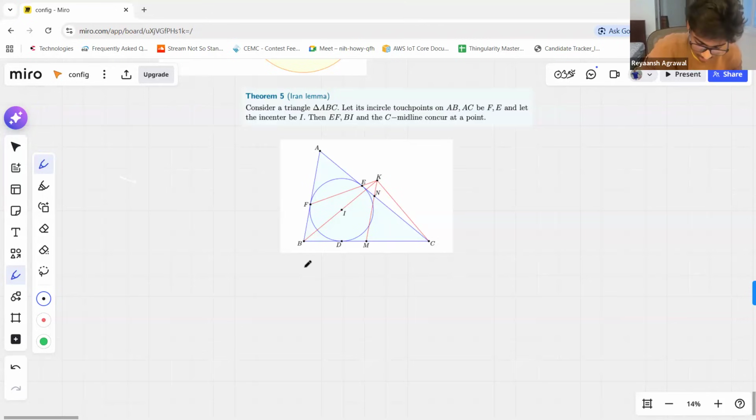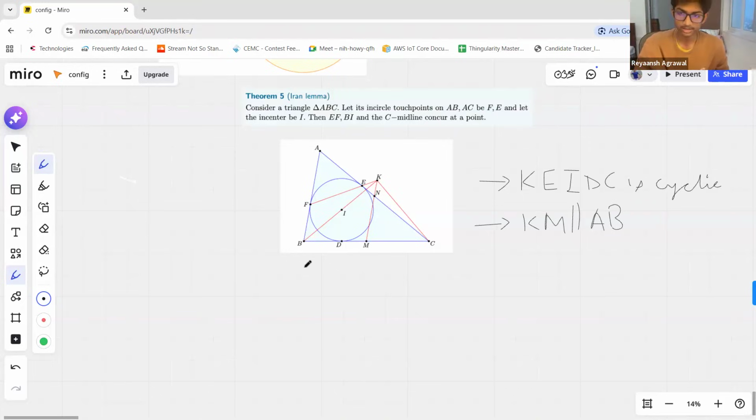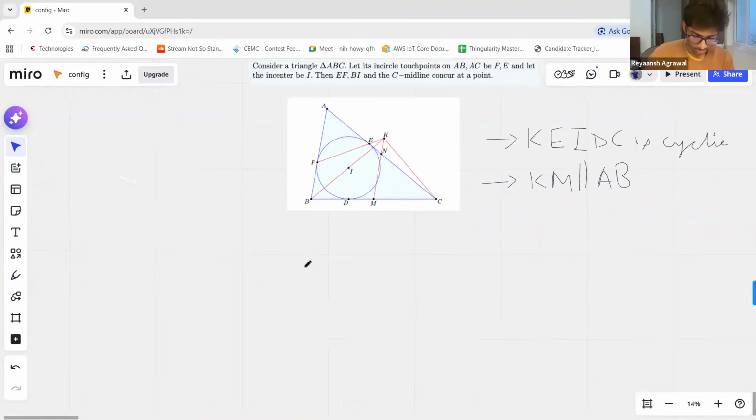So the steps in this theorem would be to show that KEIDC is cyclic, and then you show that KM is parallel to AB. This would show that K lies on M. Okay, great. So we're done with the Iran lemma as well.